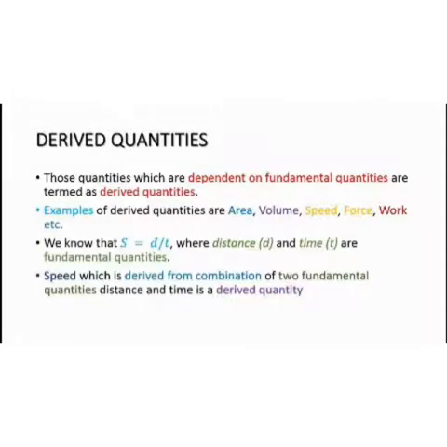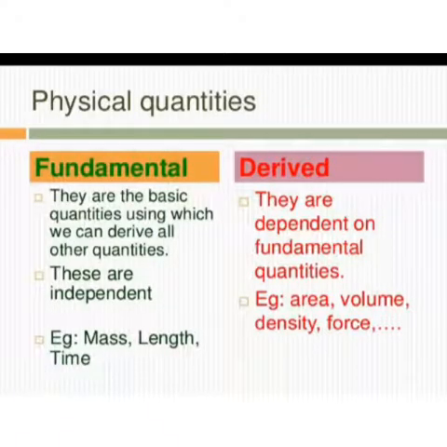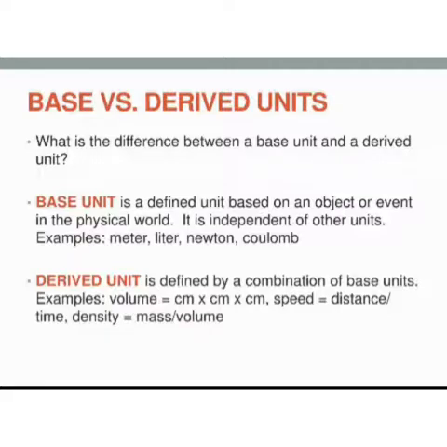Next, derived quantities. Quantities that depend on fundamental quantities are called derived quantities. Examples: area, volume, speed, force, etc. What is the difference between fundamental and derived? Fundamental quantities are independent, while derived quantities are dependent on fundamental quantities. That is the difference between fundamental and derived quantities. Next, we study base versus derived: base means fundamental quantities, and derived quantities, units.